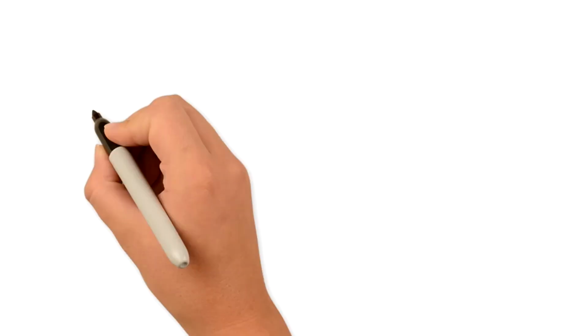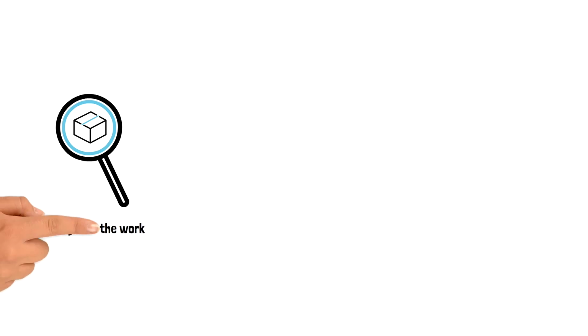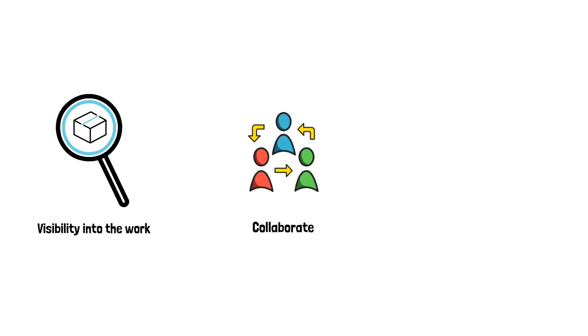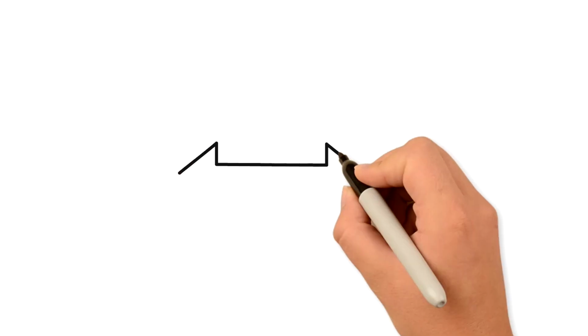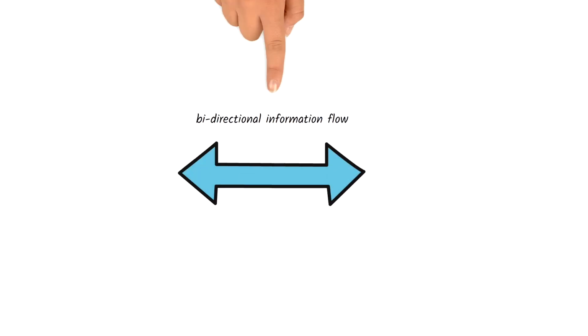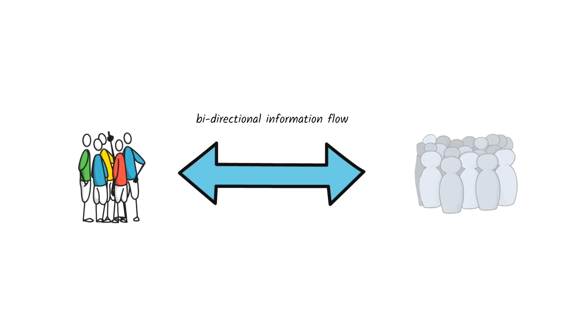The conversation is focused on the completed features by the development team. Everyone gets a clear visibility into the work that is being done by the Scrum team, and attendees can collaborate on what to do next. The product backlog may also be adjusted to meet these new opportunities. A successful review results in a bidirectional information flow between the Scrum team and the stakeholders.